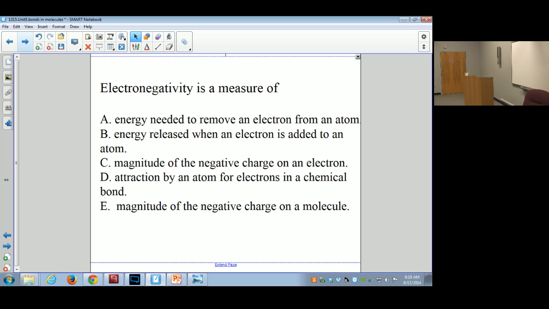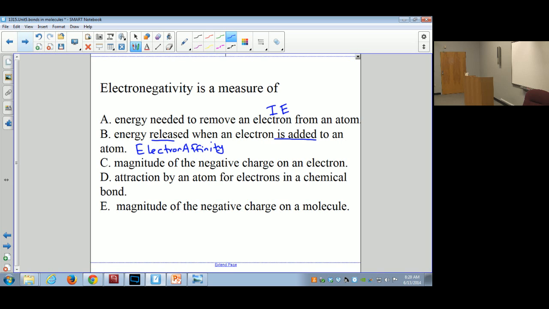So, electronegativity, a definition. I'm going to give you 30 seconds to read these answers and make up your mind which is which. All right, so let's look at these. A, energy needed to remove an electron from an atom. Well, remember that is ionization energy, which we looked at in the trends from the periodic table in the last unit. How about the energy released when an electron is added to an atom? Well, that was the electron affinity definition. So that can't be it.